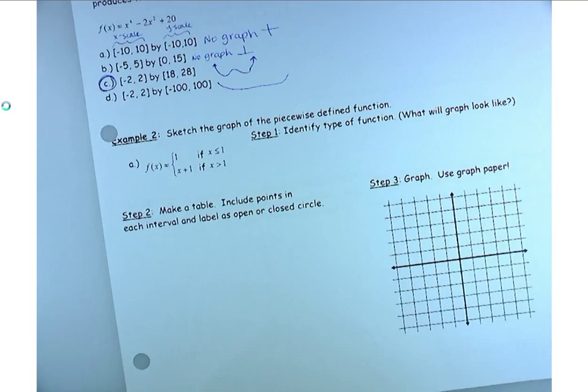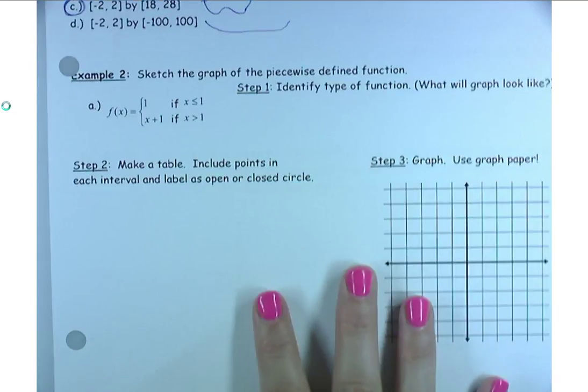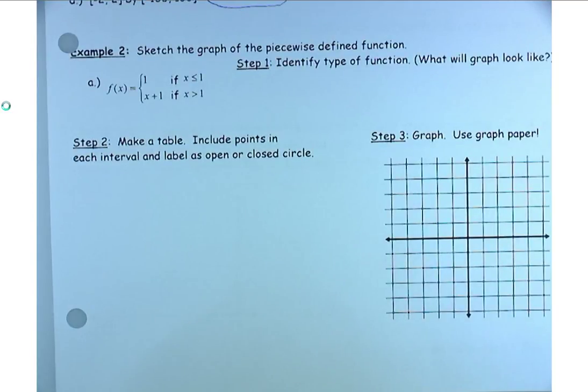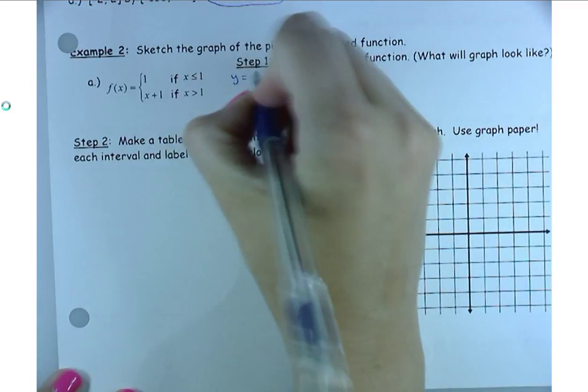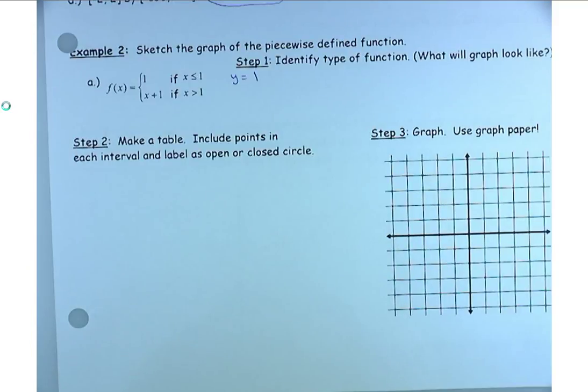Step 1 says identify the type of function, and also what will the graph look like. The first one is 1. Remember, that's the same thing as just y equals 1. What would we call that type of function? Can you tell me? Y equals 1 is what? What do you guys think? What is 1? The constant term, right? Okay, so that's just a graph of a constant.